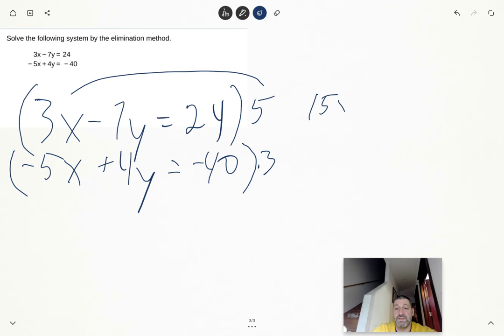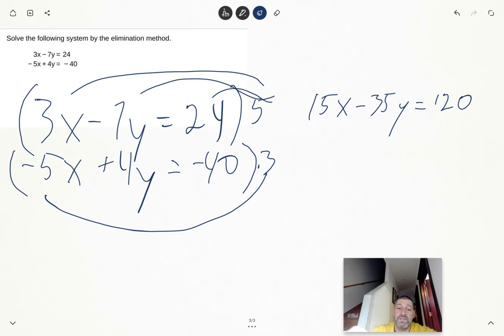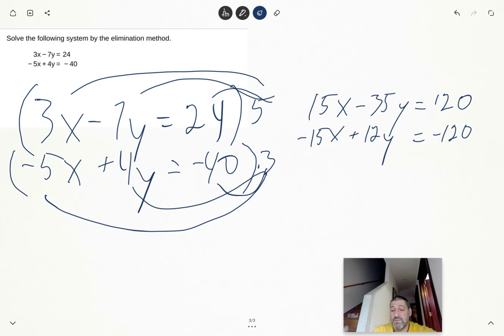When I do that, I end up with 5 times 3x is 15x, 5 times negative 7y is negative 35y, and 5 times 24 is, I believe, 120. Now I'm going to multiply the second equation. 3 times negative 5x is negative 15x. So that was my elimination piece right there. I got both of my x's equal to opposites. Then 3 times 4y would be 12y, and 3 times negative 40 would be negative 120. I got worried there for a second because I see my numbers are going to cancel out too, but that should not be a problem.